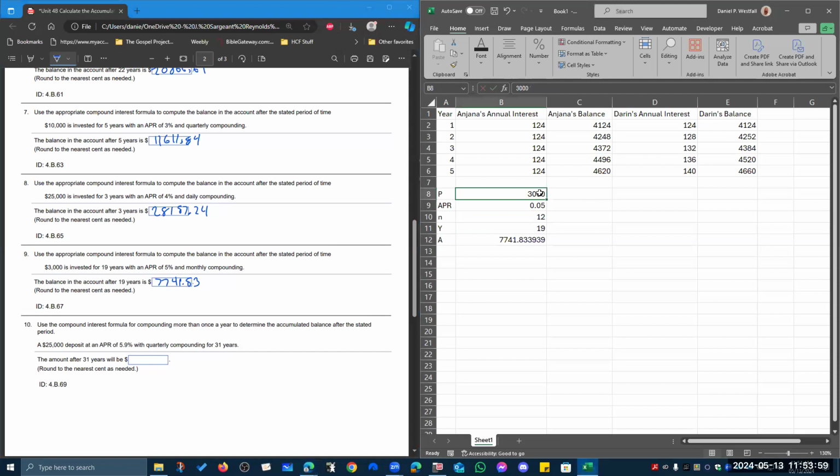And last but not least, we have $25,000 at 5.9% compounded quarterly for 31 years. And we have 153,625.55.